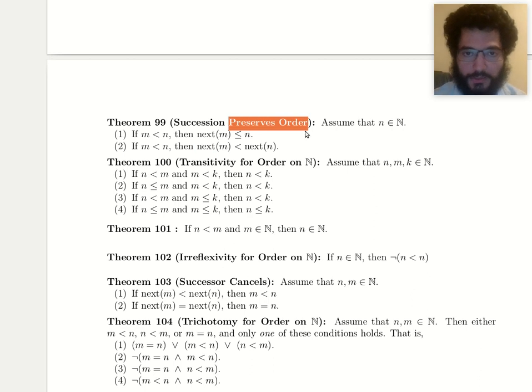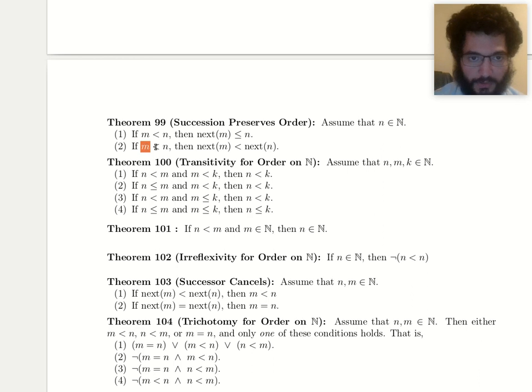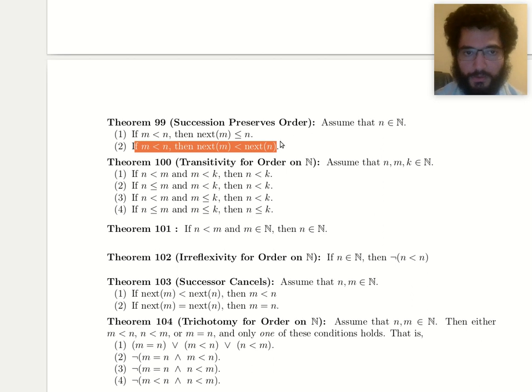"Preserves order" is a phrase you will see used very often in mathematics, and it refers to operations, or things you can do to things, that preserve order. So here succession is next, and preserves order means when you do next to both sides of an inequality like this, the inequality remains true. So if m was less than n, then next m is less than next n. So this part 2 here is what I would call succession preserving order.